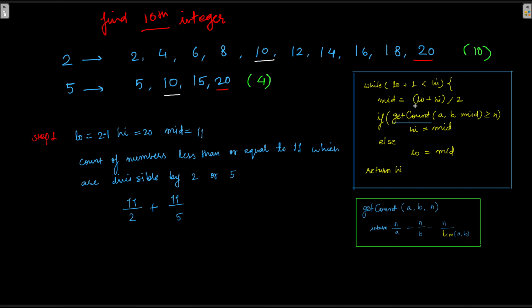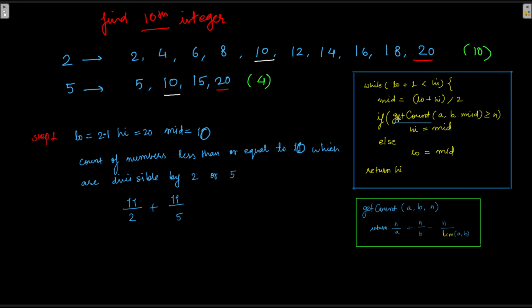Mid is going to be low plus high divided by 2. So in this case 1 plus 20, that is 21, divided by 2. So we get 10. So our mid is going to be 10. Then we count all the numbers which are less than or equal to our mid. That is going to be 10 here.